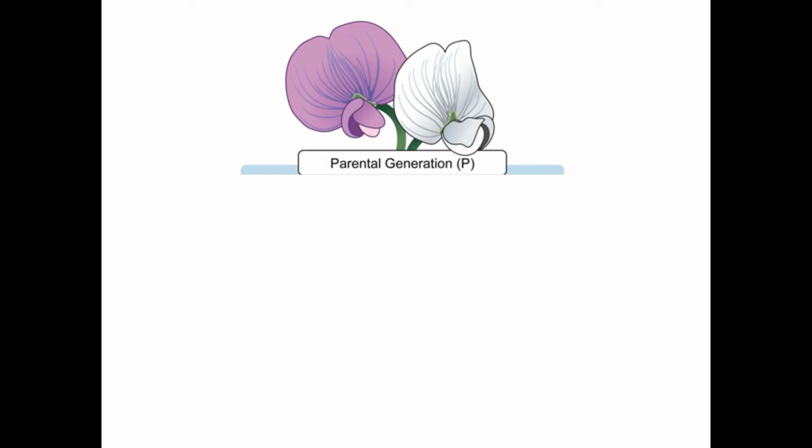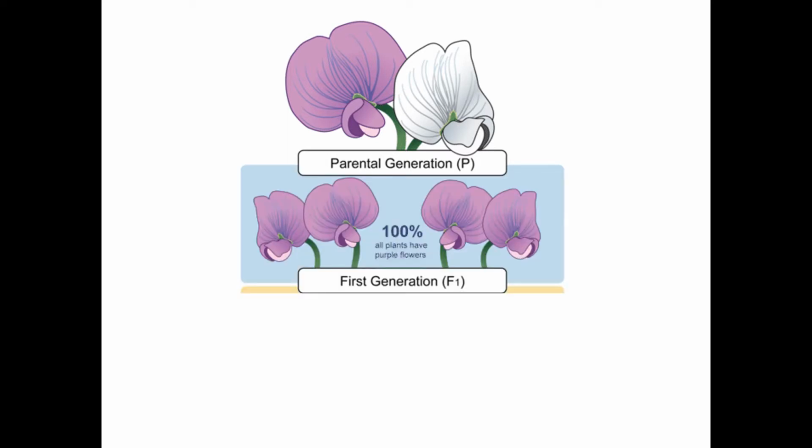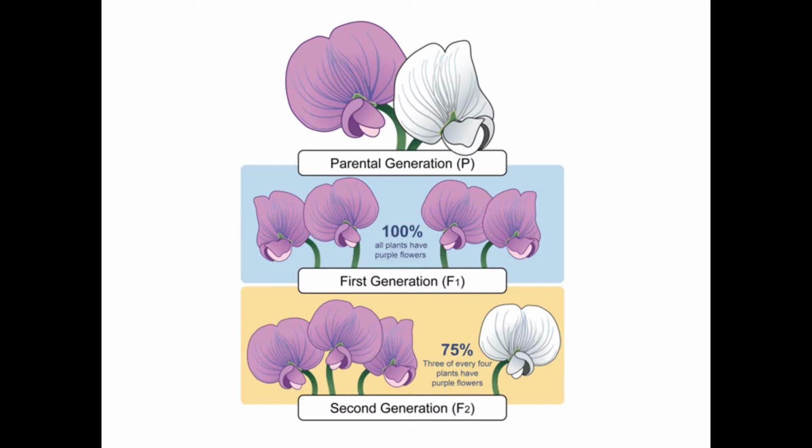You then cross those individuals together to create progeny. This is the first generation, or the filial generation, F1. In this version of the experiment, all of the plants in the F1 look like the purple parent. Then you take it one step further. You take two individuals from the first generation and you cross them together. This creates the second generation, or the F2. In this case, we see that 3/4 of the plants are purple and white has returned.